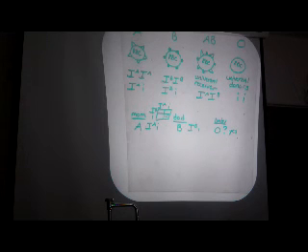Those cells will eventually die. Red blood cells are funny. They don't undergo mitosis. They are not going to make new red blood cells.